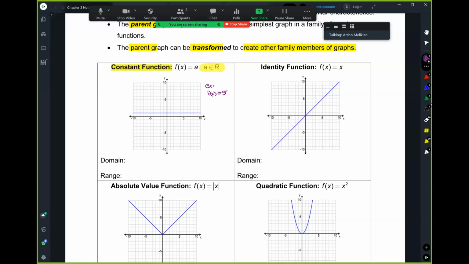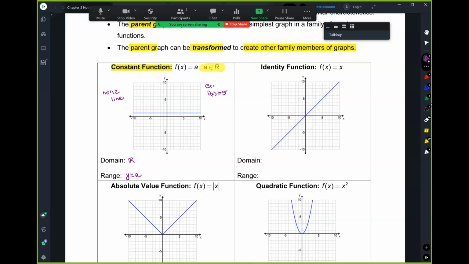All of the graphs for this type of function, like y equals 3, y equals negative 2, are all horizontal lines. Okay. The domain is always going to be all real numbers, and the range is always going to be one value. So y equals whatever the number was. So in this case, y equals a. Okay? So if it's f of x equals 2, y equals 2.